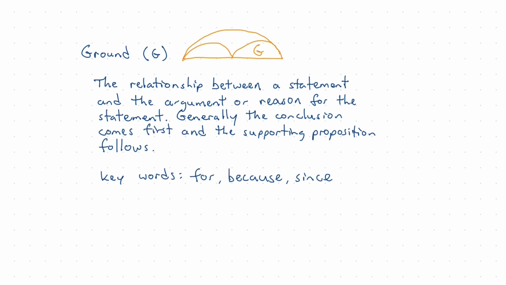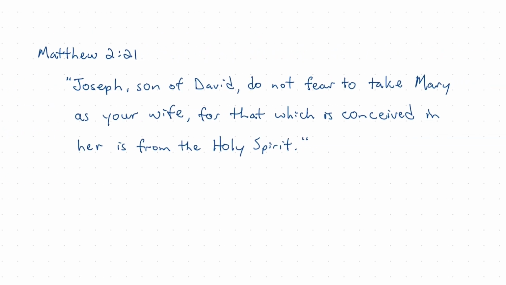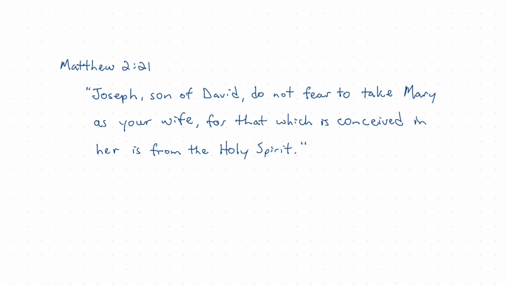Let me give you an example of arcing the ground relationship. In Matthew 1:21, Joseph is visited by the angel who says to him, "Joseph, son of David, do not fear to take Mary as your wife, for that which is conceived in her is from the Holy Spirit." So we've read over the passage. Now we need to start to divide out the propositions.